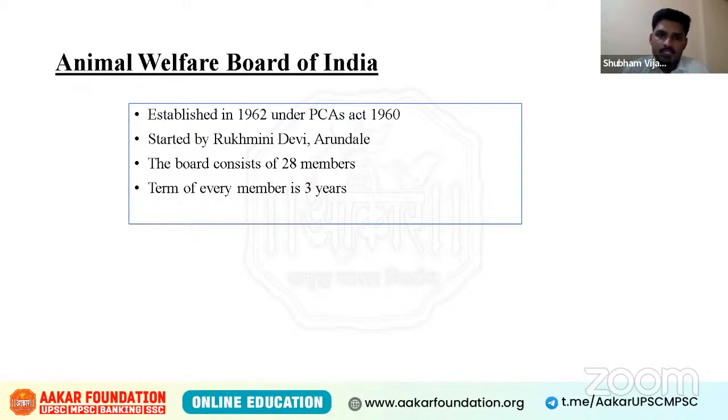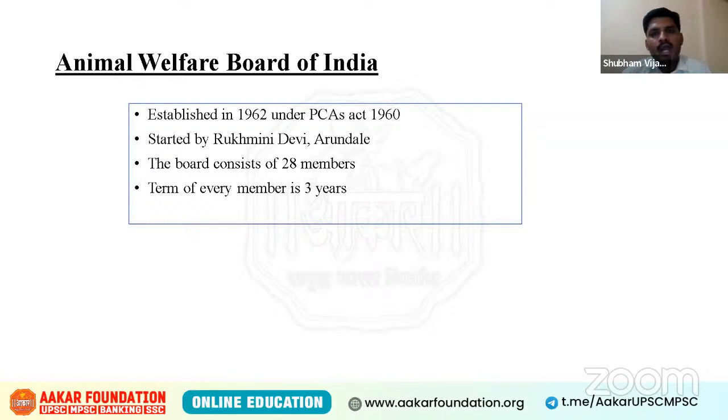AWBI was established in the year 1962 under the PCA Act 1960. What is PCA? It is the Prevention of Cruelty Against Animals Act, which was passed in 1960. And AWBI was established in 1962. It was started by, remember the name, Rukmini Devi Arundale. This is the name of the founder.